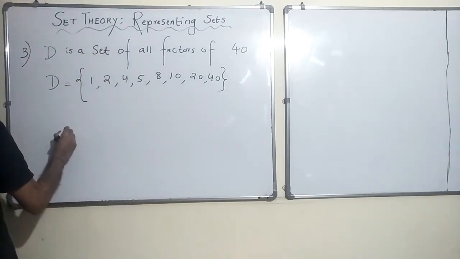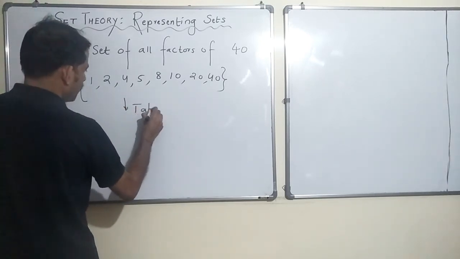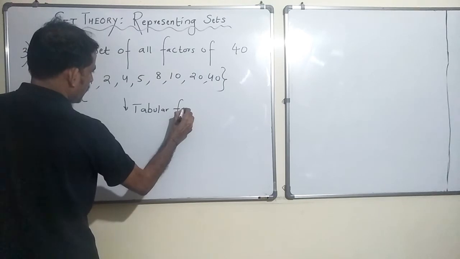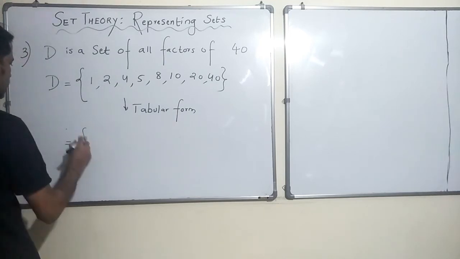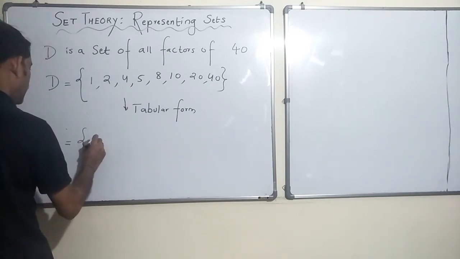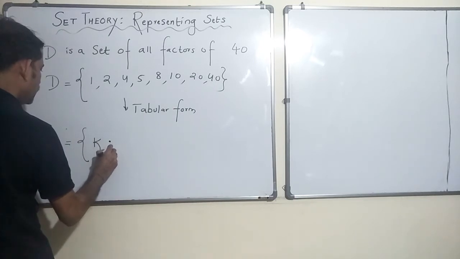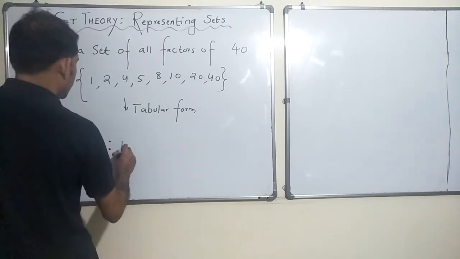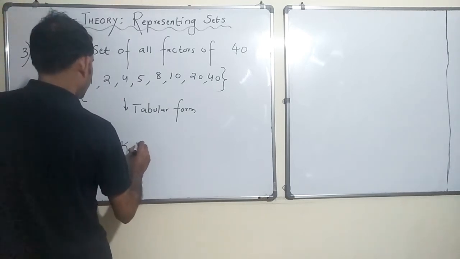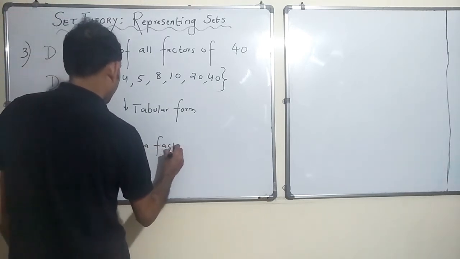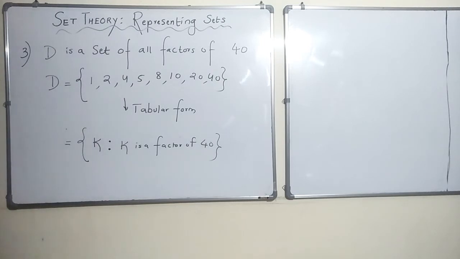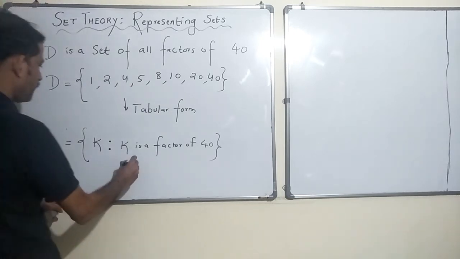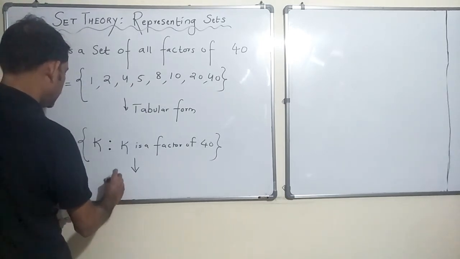Now this was the tabular form. Can I write D is a set of K such that K is a factor of 40? I can write this, right? So this is the rule method or the set builder form.